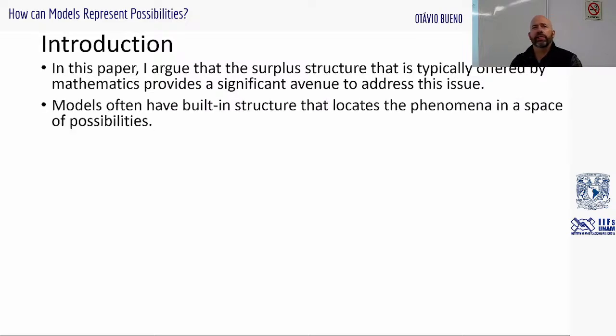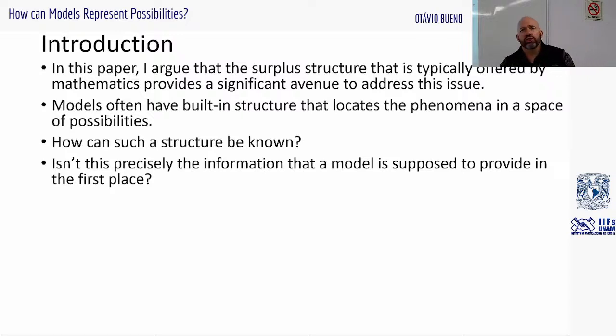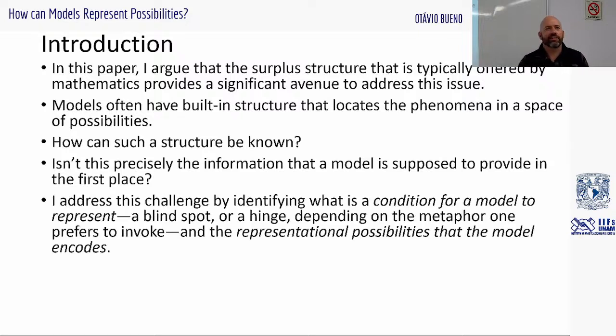non-actual possibilities. Now, models often have a built-in structure that will locate the phenomena among these possibilities. And then the question is, how can these structures be known? What are these? Isn't this precisely the kind of information that the model is supposed to provide in the first place? So I have a sort of chicken and egg situation here, because the models are meant to represent possibilities, but to find out the possibilities so that the model can represent them, you already have to know those possibilities. So how can we get this off the ground?